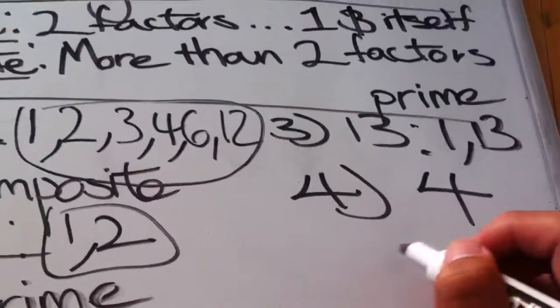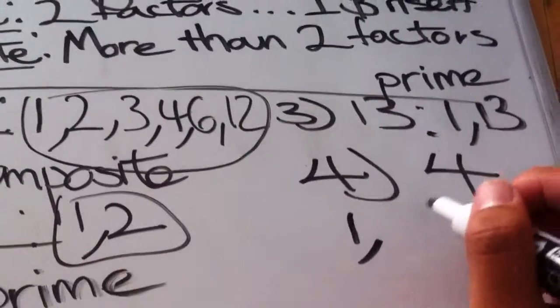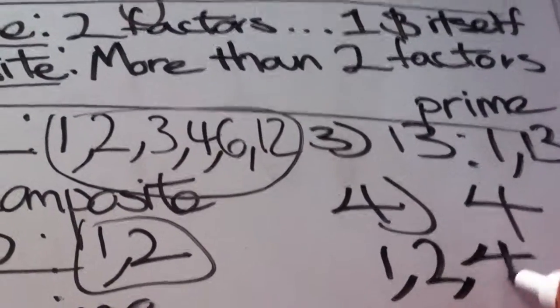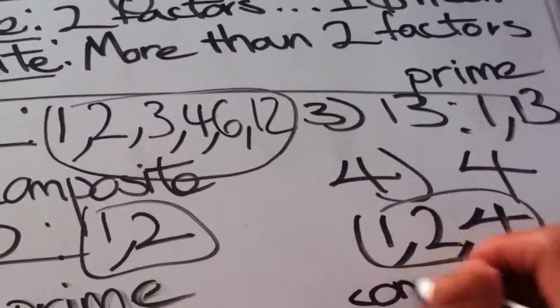Let's look at 4. What numbers go into 4? 1 goes into 4 4 times, 2 goes into 4 2 times, and 4. So it has three factors, so therefore it's a composite number.